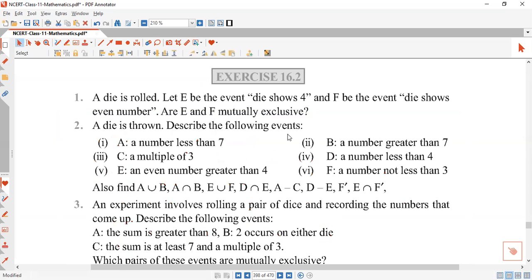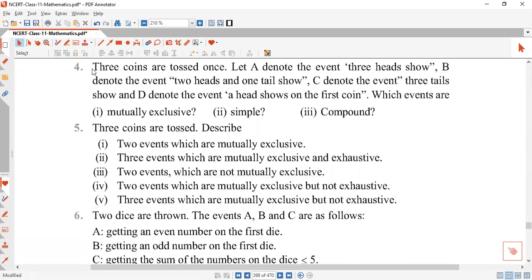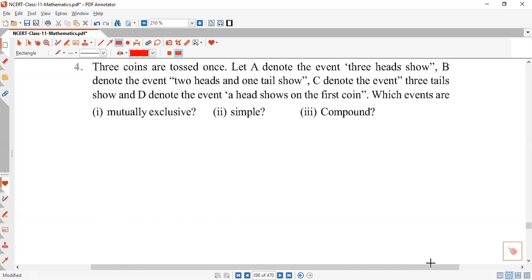Now we want to do the question number 4. The question says, 3 coins are tossed once. Let A denote the event, 3 heads show. B denotes the event, 2 heads and 1 tail show. C denotes the event, 3 tails show. And D denotes the event, a head shows on the first coin. Which events are mutually exclusive, simple, and compound?